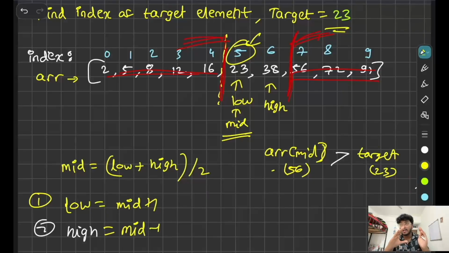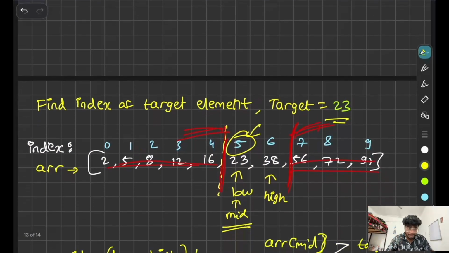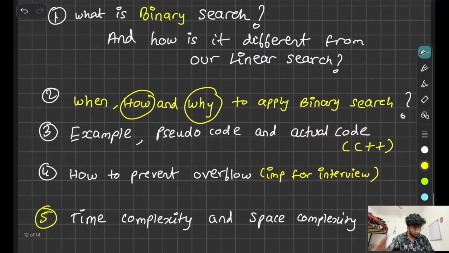Is it lesser than target, is it equal to target, or is it greater than target? So yeah, that is how we implement binary search.